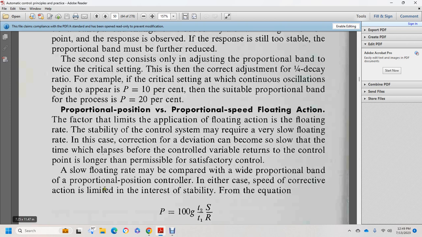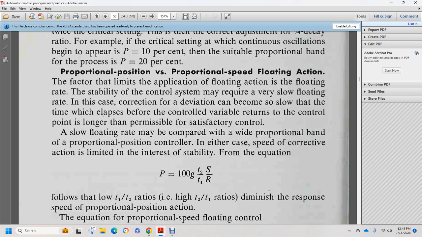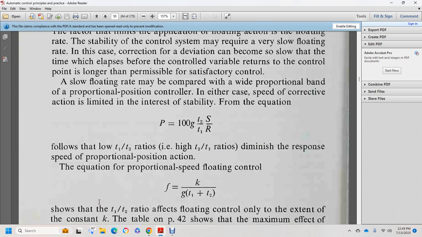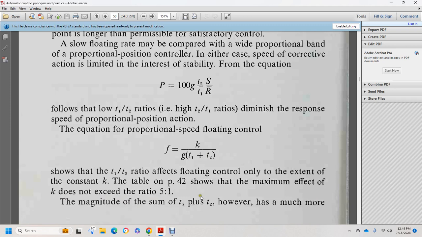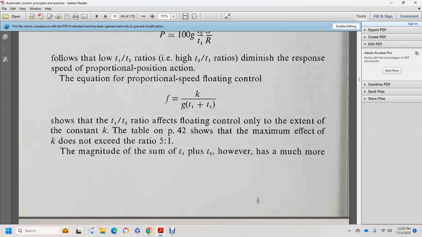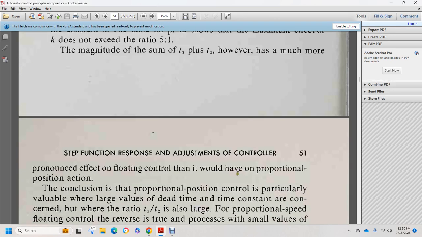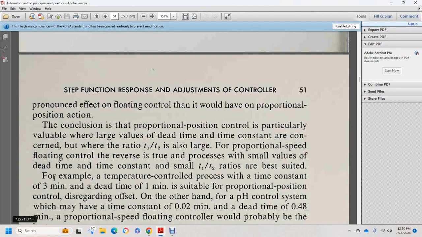In either case, speed floating action is limited in the interest of stability. From the equation, you have the low time 1 over time 2 ratio with the high time 2 over time 1 ratio, and the diminished response with the proportional speed action compared with proportional position action. The equation for proportional speed floating control is equal to K, the gain, times time 1 times time 2. So with the time 1 over time 2 ratio, the effects of the floating control action extend with the constant K. The table on page 42 shows the maximum effect, where K does not affect the ratio of 5 to 1. The magnitude of the sum of time 1 plus time 2, however, has a much more pronounced effect with floating control than it would have with proportional plus reset action.